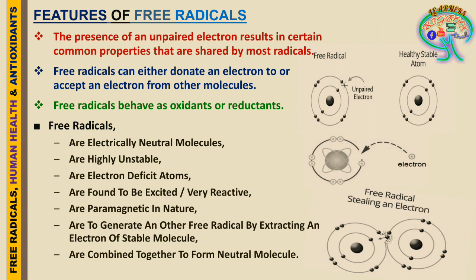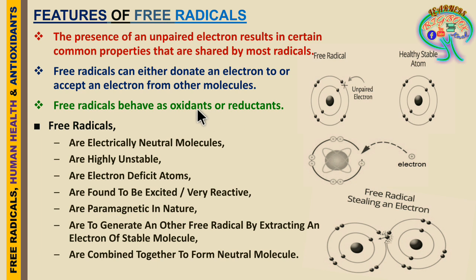Now, further features of free radicals. The presence of an unpaired electron results in certain common properties that are shared by most radicals. When you consider a free radical, it is going to have an unpaired electron. These electron features are going to stand common for all kinds of radicals, that is, the free radicals. Free radicals can either donate an electron to or accept an electron from other molecules. This we have discussed already. Free radicals behave as oxidants or reductants.